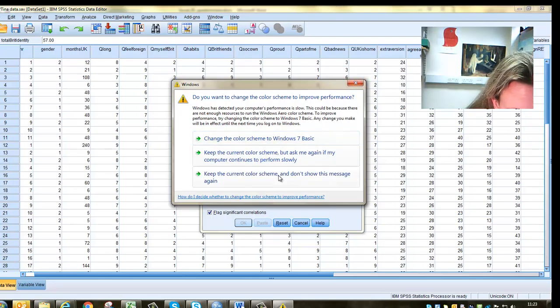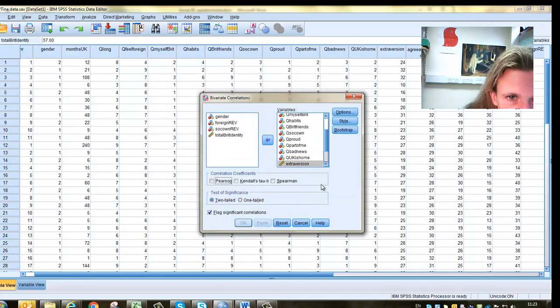No, I don't want to keep the color scheme. I'm happy with my colors, right?